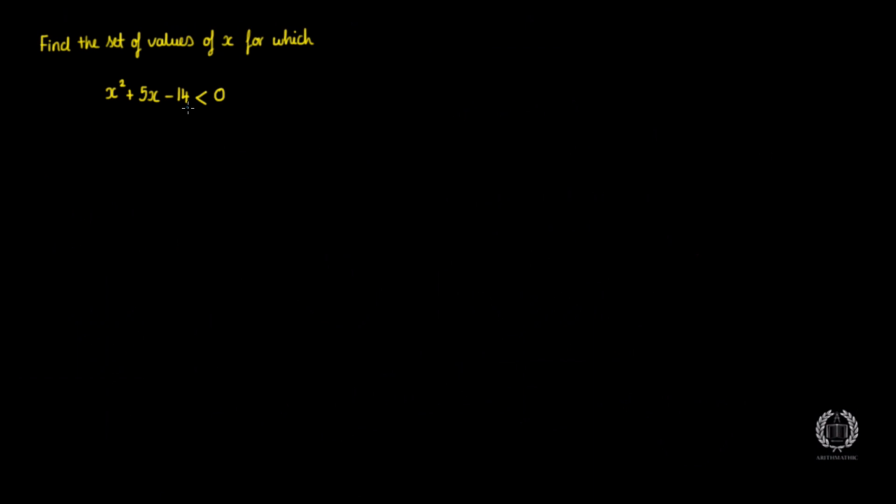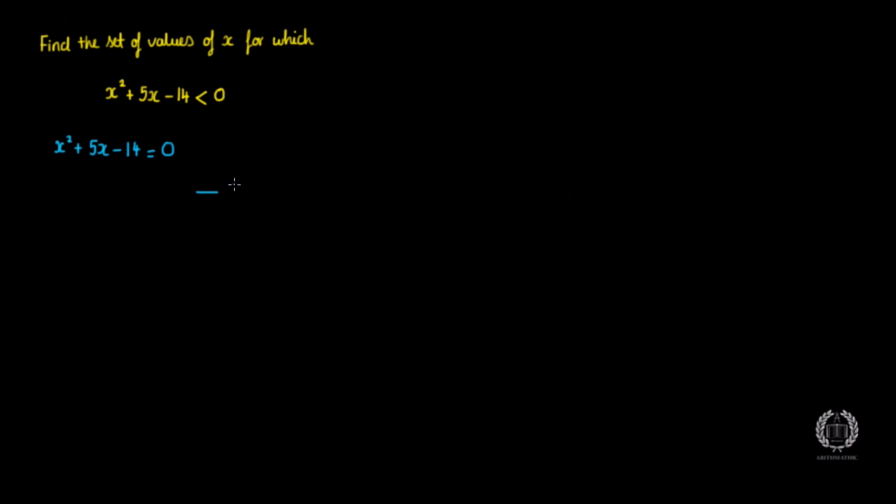So what I'm going to do first is write x squared plus 5x minus 14, and again we're going to get rid of the smaller sign, so we're just going to put that equals to 0, and I'm going to factorize this. Now again, if you're not sure how to do factorizing, go and watch the factorizing video tutorial. I'll put another link for you guys to go and check it out.